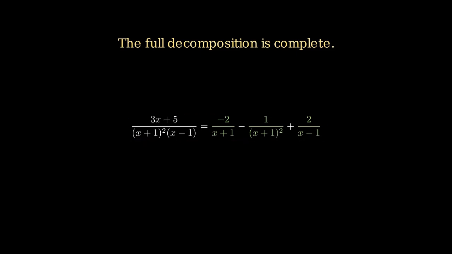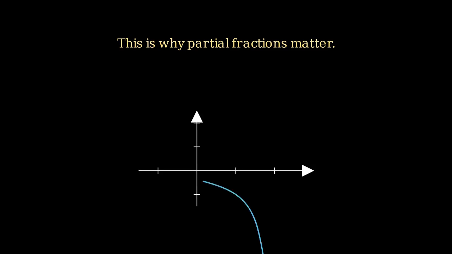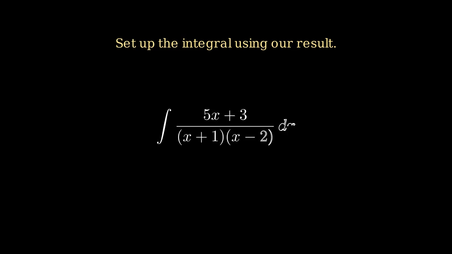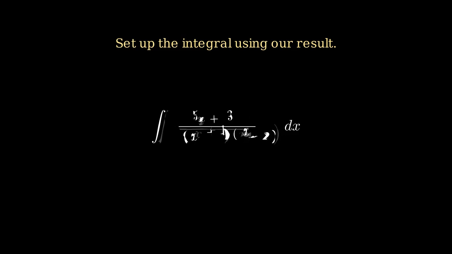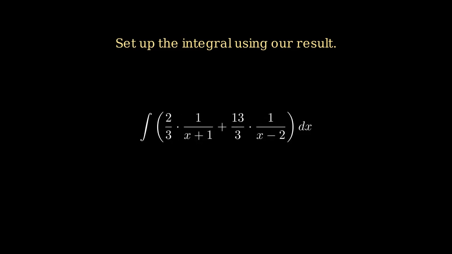Here is why any of this actually matters. Some integrals look completely unmanageable as one messy fraction, but once split into partial fractions, each piece integrates on its own, easily. Take the integral of (5x + 3) over the quantity (x + 1)(x - 2) dx. Using the decomposition from before, this becomes the integral of 2/3 over (x + 1) plus 13/3 over (x - 2) dx. Each piece is now just a simple log integral.